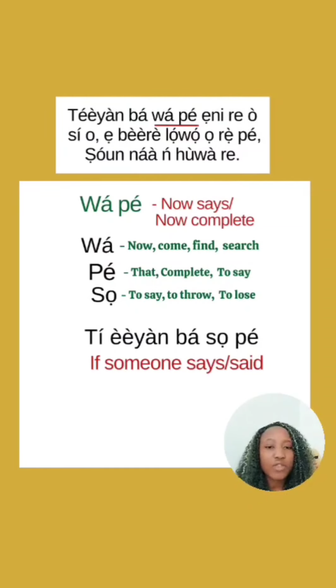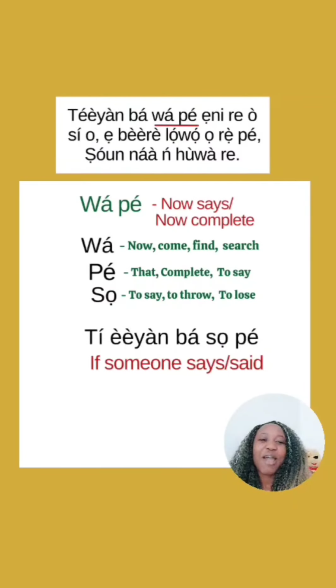Okay, sọ can mean to say, or to throw, or to lose something. Like, mo sọ owó nù, I lost my money. Mo sọ òkúta, I threw the stone. So sọ can mean to say something, or to throw, or to lose. In the context of this sentence, we're looking at sọ as to say. Téèyàn bá sọ pé and téèyàn bá wá pé both mean the same thing: if someone says. Okay? Do we understand that? Please, if you have any question, write it down and we'll go over it again.